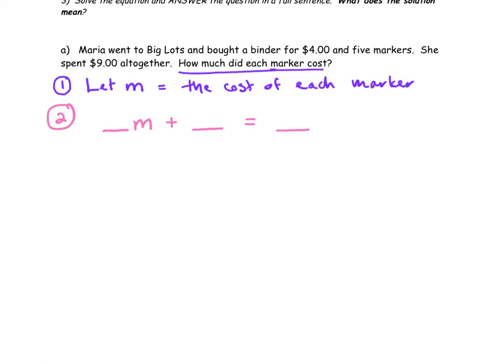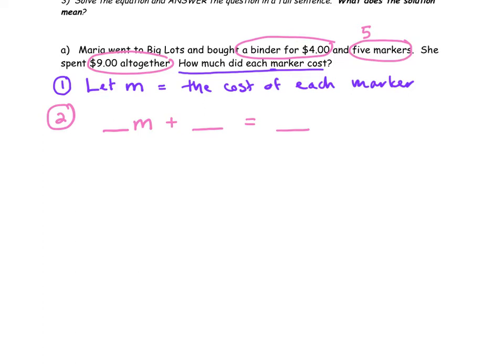So it asks us to read the problem again and cut through the information, circling important information. Maria went to Big Lots and bought a binder for $4. So that's certainly important. She bought a binder for $4. Let's circle it. And it goes on to say 5 markers. Oh, sometimes they give us numbers in word form, so that's important. 5 markers. Even though they didn't write it as a numeral, they wrote it in word form. She spent $9 altogether. And that word altogether is kind of a clue word that's going to be helpful. So I'm circling that.